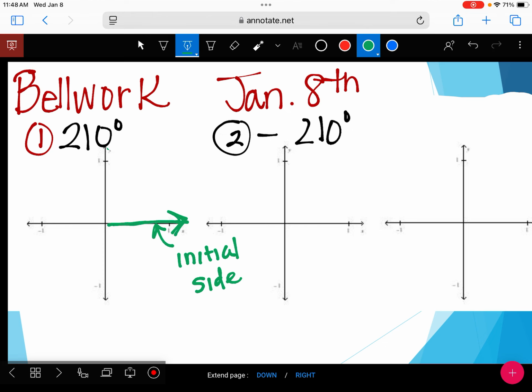Show me with your finger what quadrant the terminal side is going to fall. Terminal is where it ends. 3. You're right. So we remember, this is 0. This is 90. This is 180. This is 270. And when you get back here, this is 360. So the terminal side is going to rotate, and it's going to stop somewhere in quadrant 3. And the angle is bigger than 180, so it should look like that. It's more than half a circle.